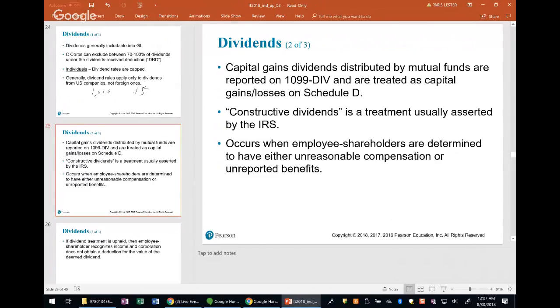Capital gain dividends are taxed. Constructive dividend is a treat, but usually asserted by the IRS. It may or may not be taxable. It occurs when employee shareholders are determined to have unreasonable compensation or unreported benefits. Now, here is the situation. You cannot pay somebody, a child, $50,000 a year for doing your bookkeeping when you could have got it done for $10,000 or less by a private bookkeeper.